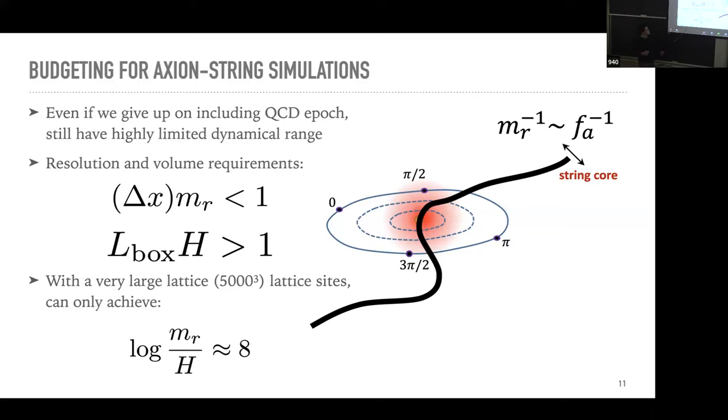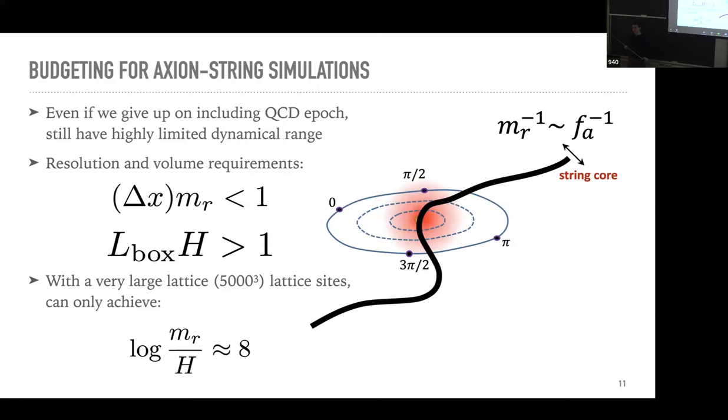So you can turn the crank and say, these are the constraints that I have to satisfy. Let's say I can do a nice big lattice, 5,000 cubed lattice sites. Then you're going to find that about the biggest hierarchy you can get to between the horizon size and the radial mass, encapsulated by the parameter log mr over H, is about 8.